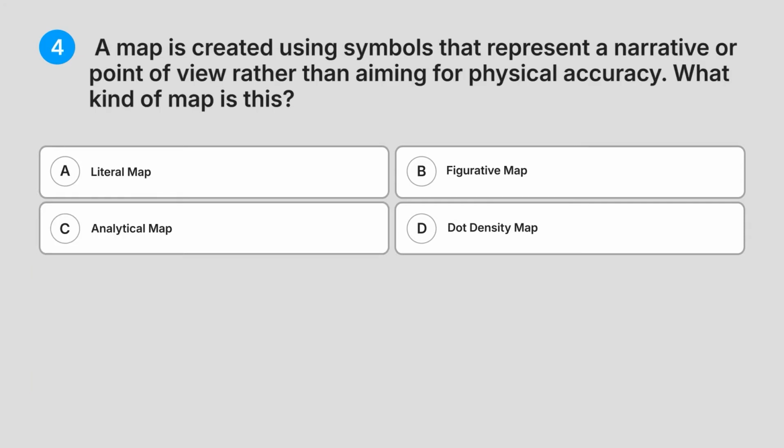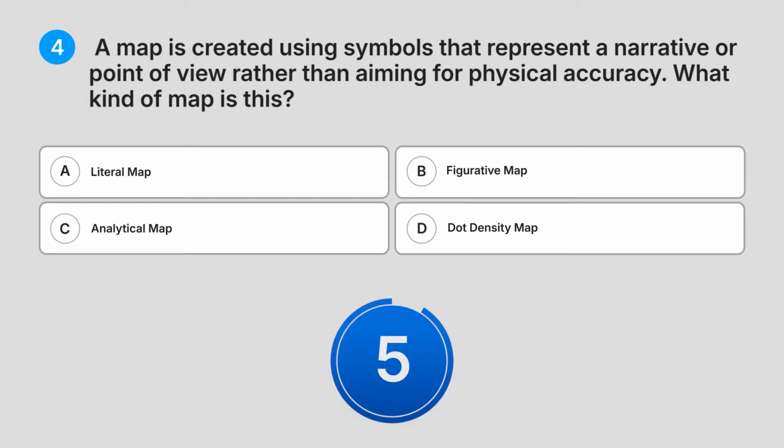4. A map is created using symbols that represent a narrative or point of view, rather than aiming for physical accuracy. What kind of map is this? A. Literal map. B. Figurative map. C. Analytical map. D. Dot density map. Can you guess the answer?